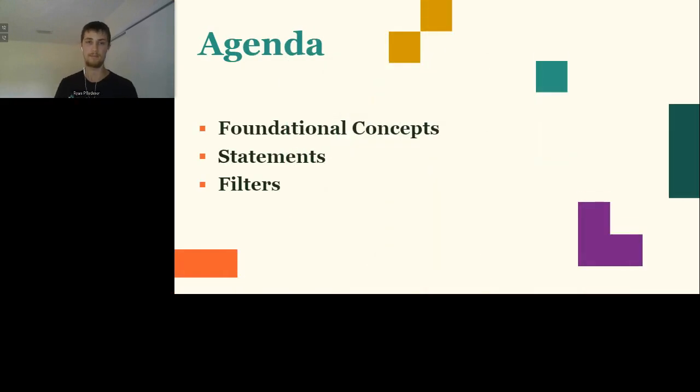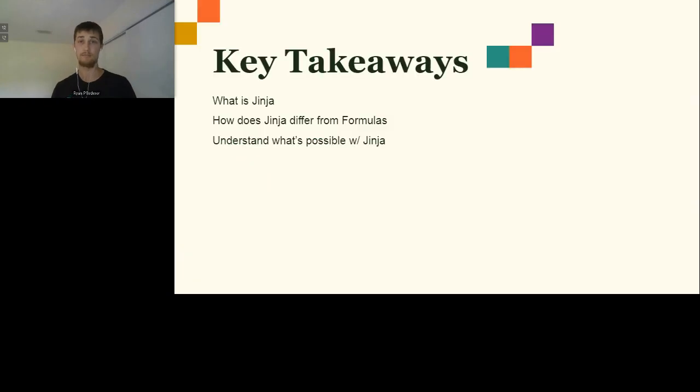Okay, so a few things to start off with here. Basic agenda is we're going to cover foundational concepts, what are statements, what are filters, the whole 9 yards there. So some of the key takeaways are going to be, what is Jinja? How do I use it? That type of thing. How does Jinja differ from formulas that we all know and love already? And also understand what is possible with Jinja. Like, why would I choose to use Jinja over some of the different options that are available within Quickbase.